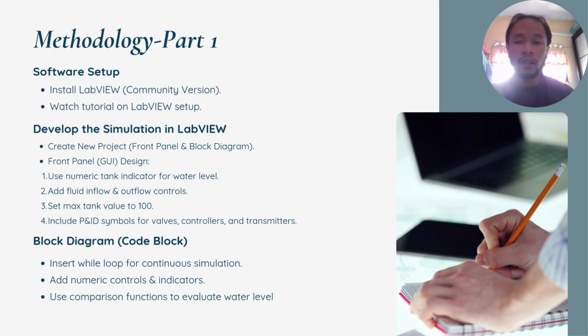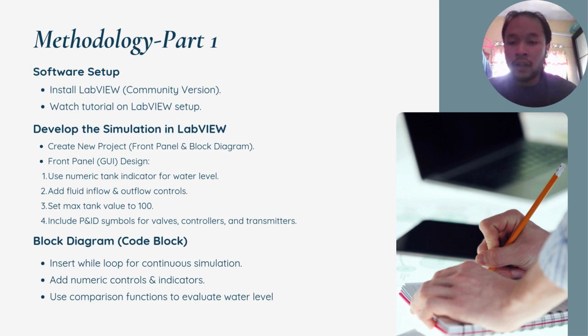Second, develop the simulation in LabVIEW. First, create a new project, in brackets, front panel and block diagram. Third, front panel GUI design. First, use the metric tank indicator for the water level. Second, add fluid inflow and outflow control. Third, set the max tank to 100. Fourth, include the P&ID symbols for the valve, controller, and transmitter.